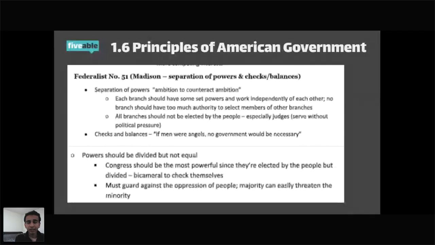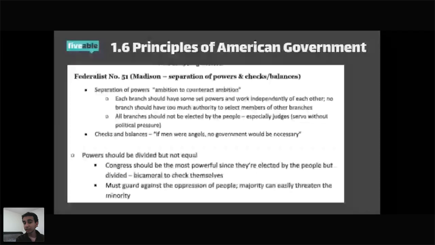Okay. Again, kind of an interesting quote. He, in terms of checks and balances, he said, "If men were angels, no government would be necessary." Talking about how people would want power. Okay. Again, he said power should be divided but not equal, and his argument was that Congress should be the most powerful. So this is kind of where I got that legislative thing from.